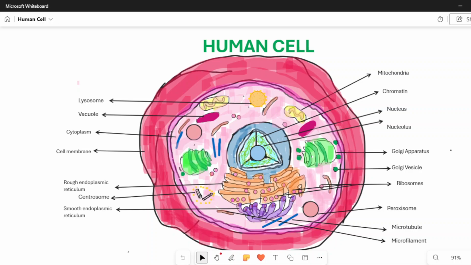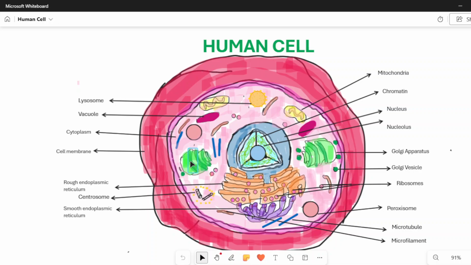So today we are going to discuss the human cell. As you can see, this is the human cell, and there are a lot of components inside the human cell. Each component performs a different function. These components are called organelles. Organelles are like little organs which are present inside the human cell, performing distinct functions.